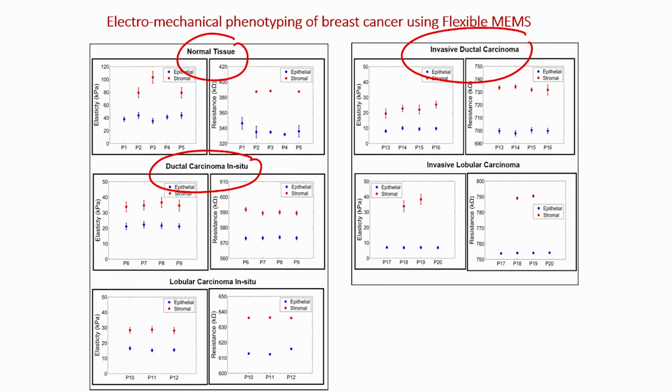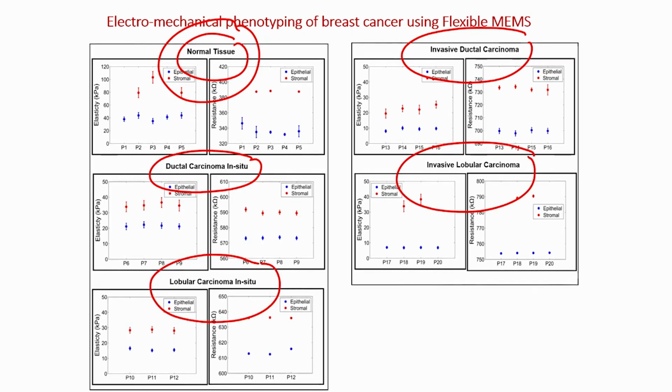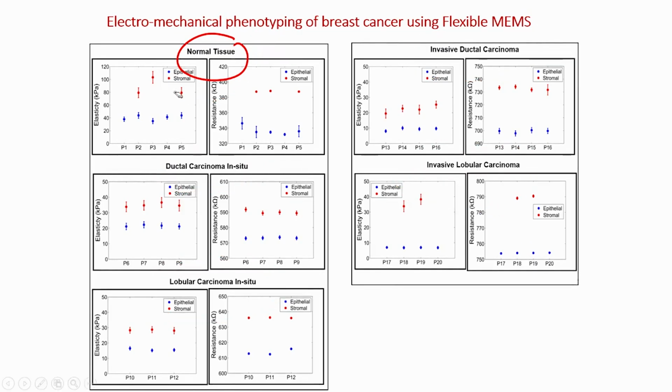These are the stages of cancer can be identified. While as we know, if the cancer occurs in lobes, it is a lobular cancer. So, from normal tissue to lobular carcinoma in situ to invasive lobular carcinoma. Okay. How the elasticity changes and how the resistance changes.